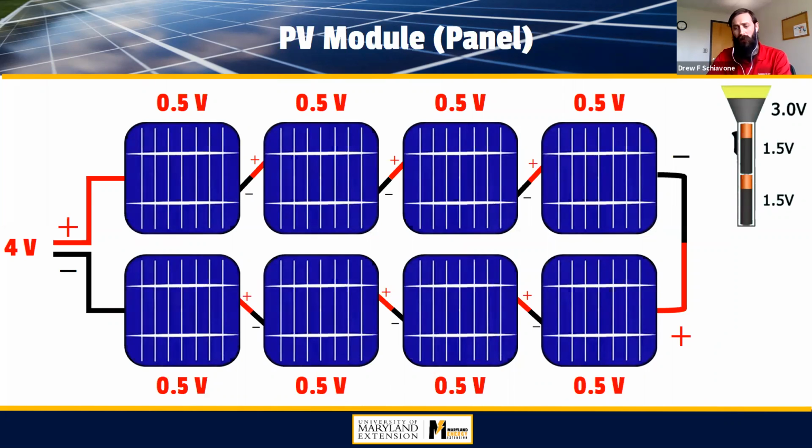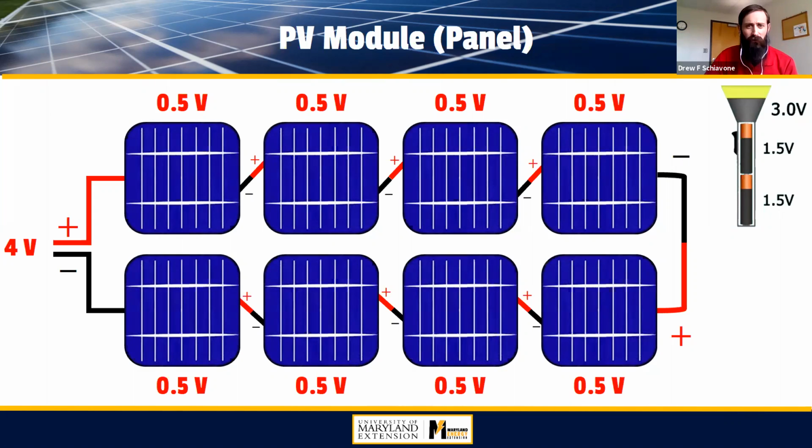So what we do with the PV cells, again, the PV cells are those smallest units that are manufactured. And again, they're typically around half a volt. So what the manufacturer does is start to string these together in series from the negative terminal to the positive terminal of the next.